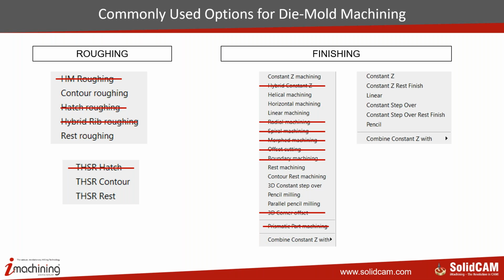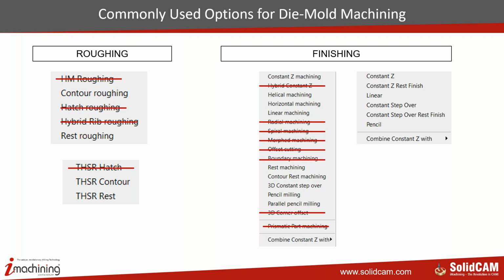Okay, it's not that, for example, I've seen people use radial machining. I've not seen people use morph machining or even spiral machining, boundary machining. Not all of these options are used in everyday life. They are used, but in very rare cases.